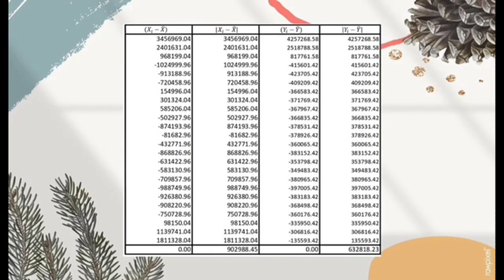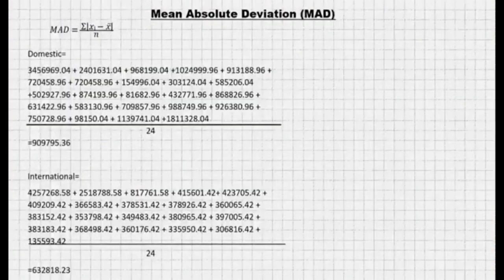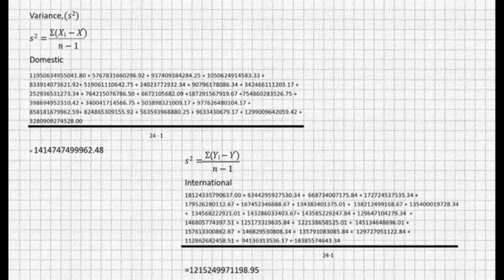Okay, this is the table that shows the sum of modulus for both domestic and international. So next, we go to the mean absolute deviation. Here we can see the entire domestic data and international data divided into 24 total airlines. The data for domestic is 909795.36, while the result for international data is 63288.23. So next, we turn to variance and standard deviation.